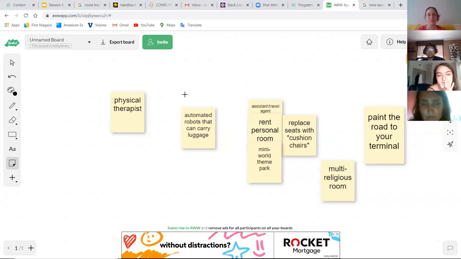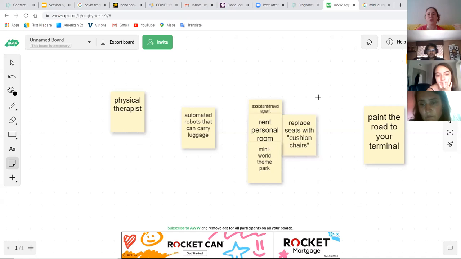If we're talking about innovation, I think we could also get rid of ideas that are already implemented. The multi-religious room is already implemented. Literally about to say the same thing. A lot of airports have religious and prayer rooms. Okay.